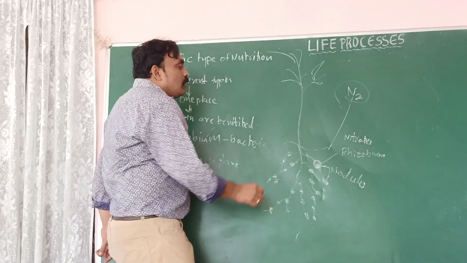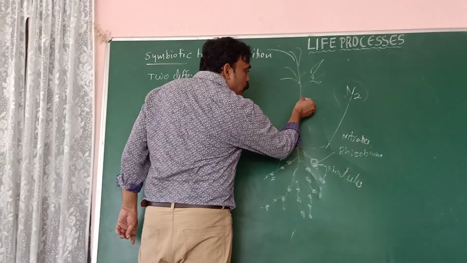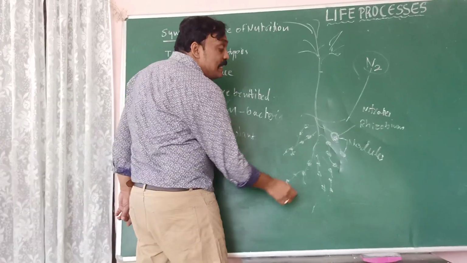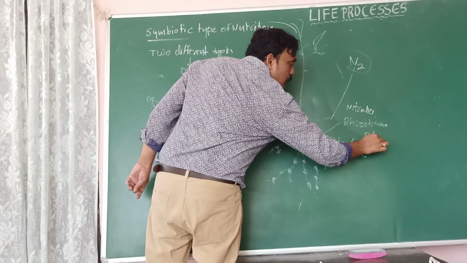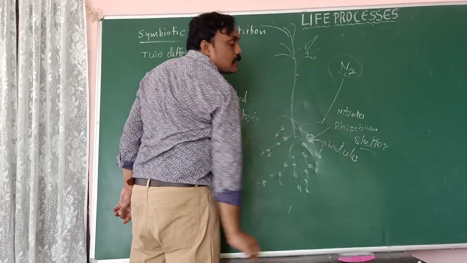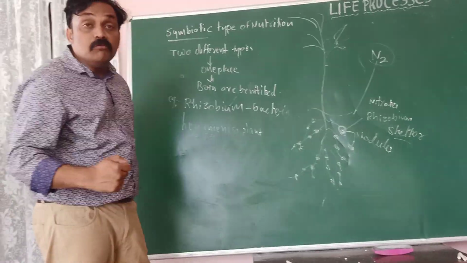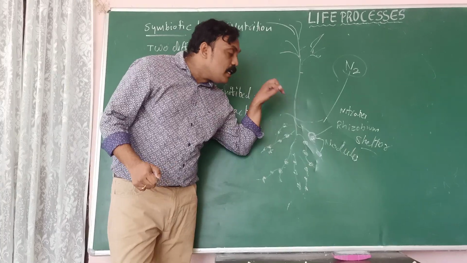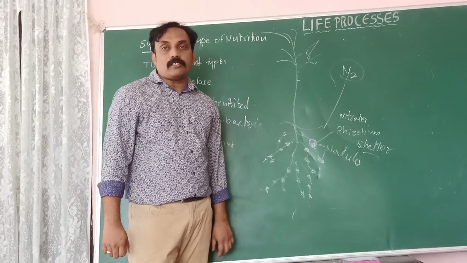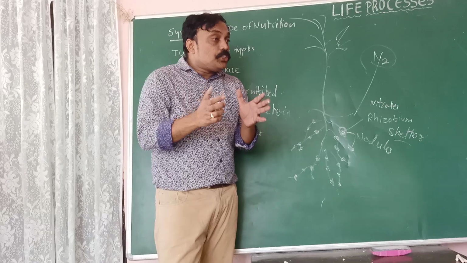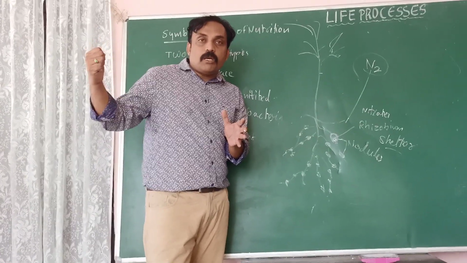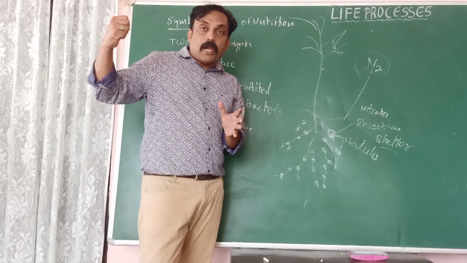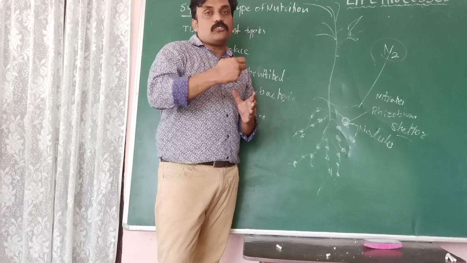Second, the Leguminaceae family plant gives shelter. What is the meaning of shelter? A living place. For whom? It gives a living place to the bacteria. Bacteria live in the Leguminaceae family plant. That means it gives what? Shelter. Who gives shelter? The Leguminaceae family plant gives shelter to the rhizobium bacteria.